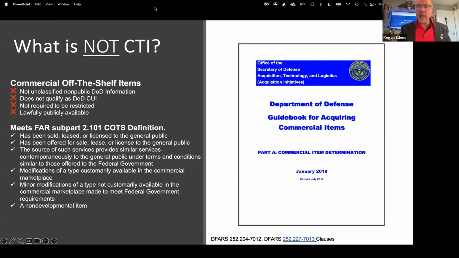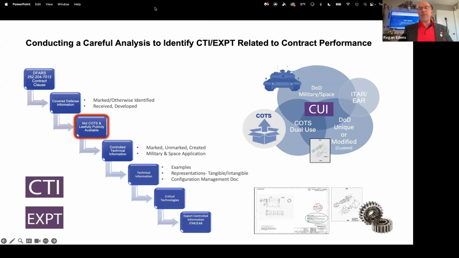And this is a very technical process, and it must be defensible, and you must have evidence of the fact that you met this requirement. So let's look at the big picture. The big picture. We've got DFARS 7012. We've got covered defense information. It's not lawfully publicly available.